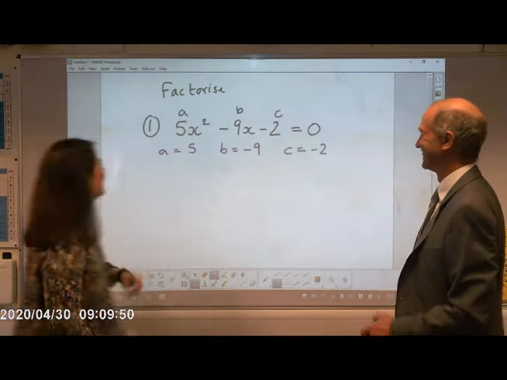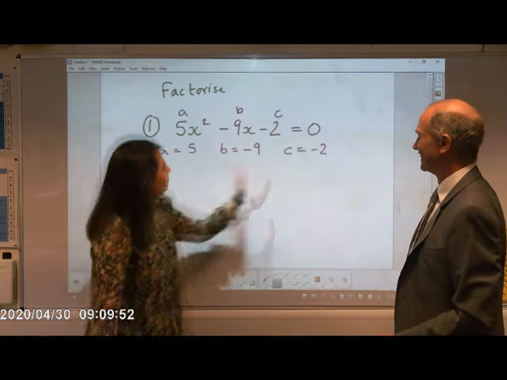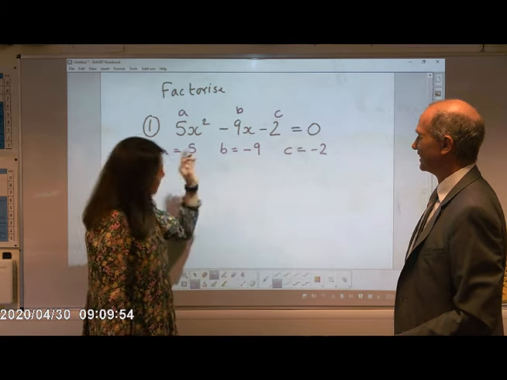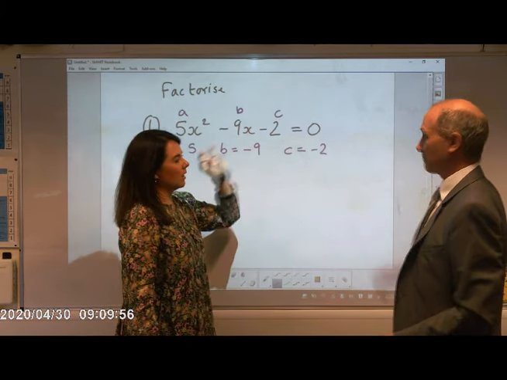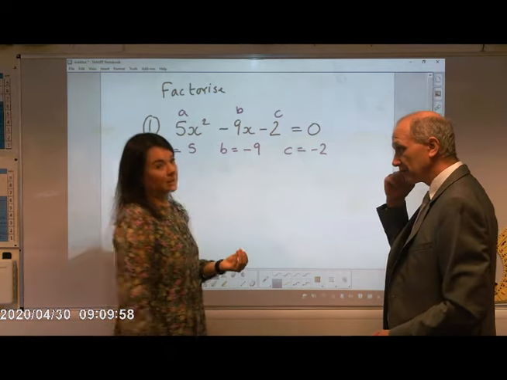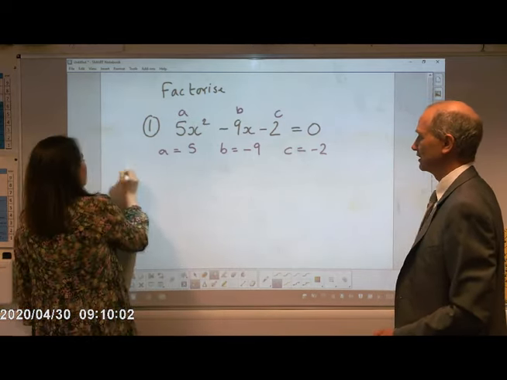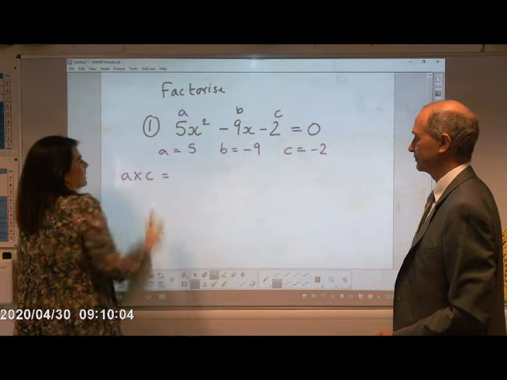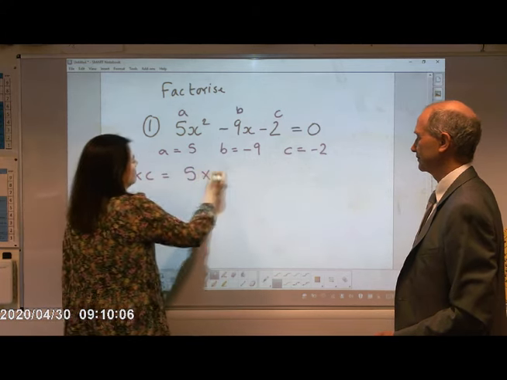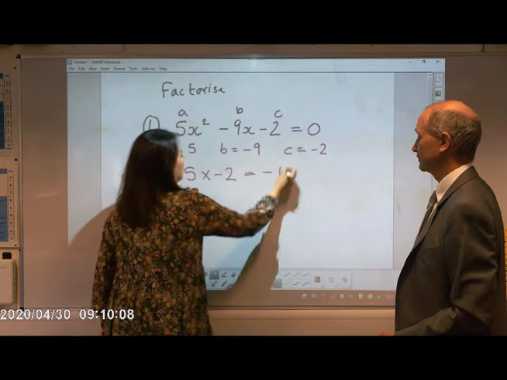We are going to write them out, and as Mr. Cason said, we're going to write them out because we need to make sure that we are showing those negatives. Sometimes people go, oh, that's 9. No. So, first thing you do is A times C, so 5 times minus 2, and that is minus 10.